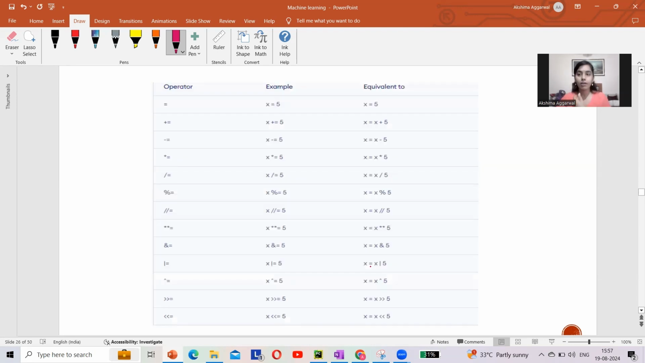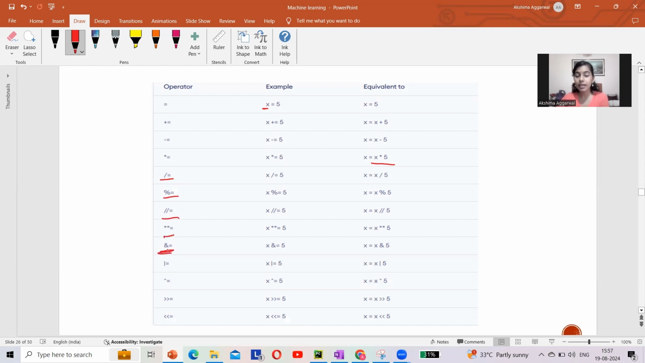So these are the operators. Equal to, plus equal to. Equal to is a simple operator in which we are assigning the value to a variable. Plus equal means x is equal to x plus 5. Minus equal, x is equal to x minus 5. Multiply equal, x is equal to x multiplied by 5. Similarly for the division, modulus, floor division, exponent.